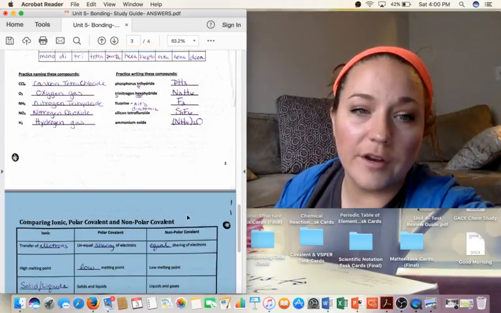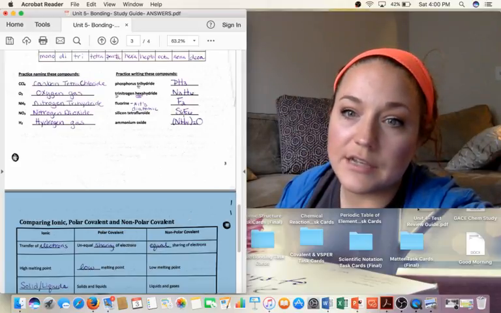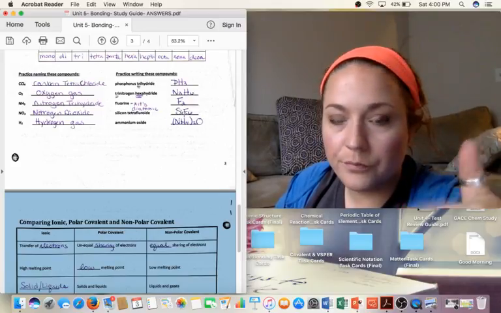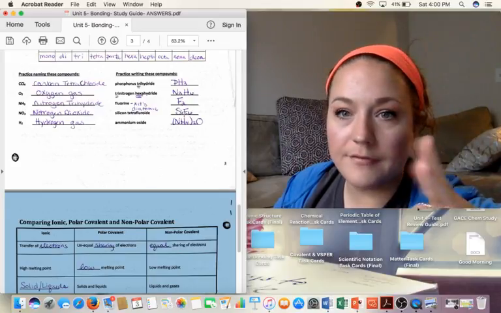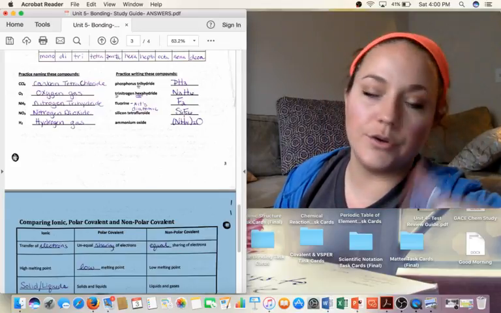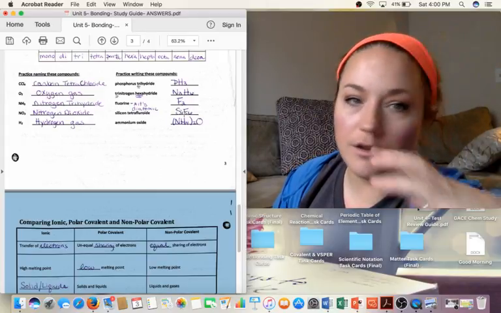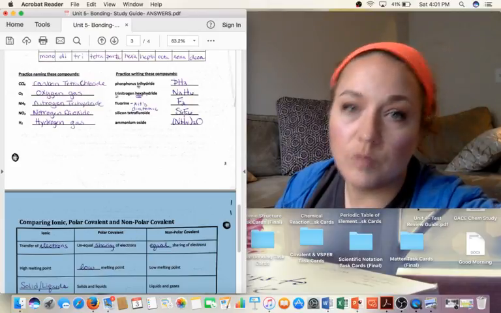All right, fluorine. Fluorine is diatomic. So because he's diatomic, all you do is write F2. So H2, O2, N2, F2, Br2, I2. All of those, because they're diatomic, you just write them with a 2 at the end.